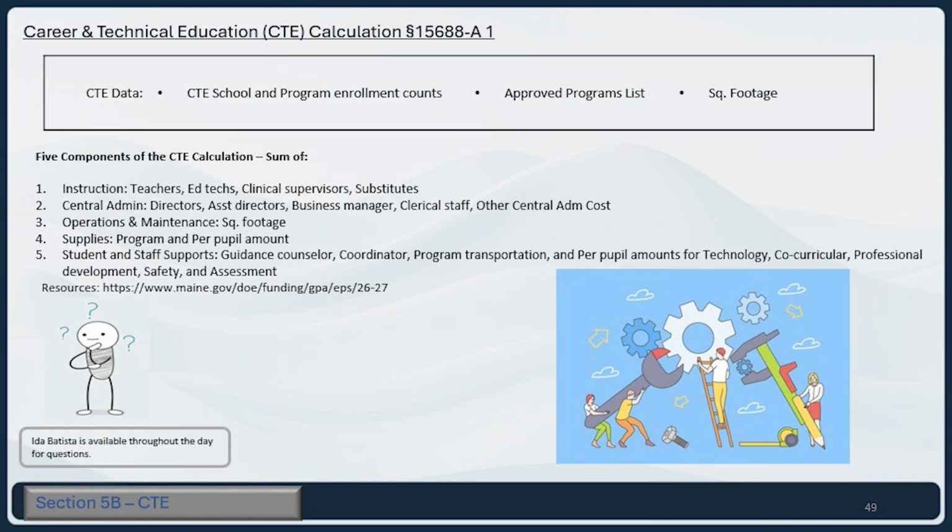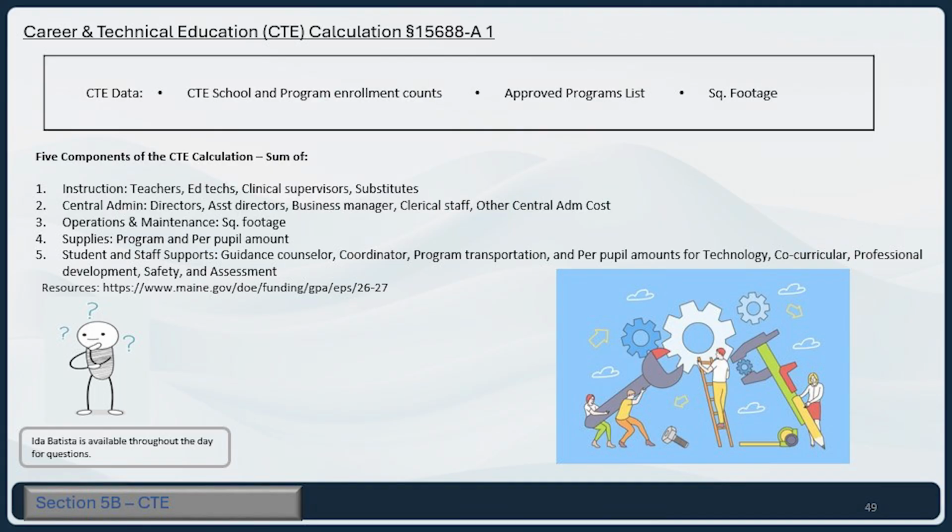We have ed techs that are specified per program for specific programs, and that's allocated by pupil count. Clinical supervisors for specific medical programs, and it's 1 per 8 students. We have subs, that's a per pupil amount in instruction. For central admin, everybody gets a director. Assistant directors are allocated by school enrollment. Only CTE regions are allocated 1 FTE business manager. We assume that centers that are in SAUs are potentially utilizing or purchasing business services from their SAU. Clerical staff, we mandate 1 minimum FTE or 1 per 245 students, and other admin costs is 16% of those central office salaries and benefits.